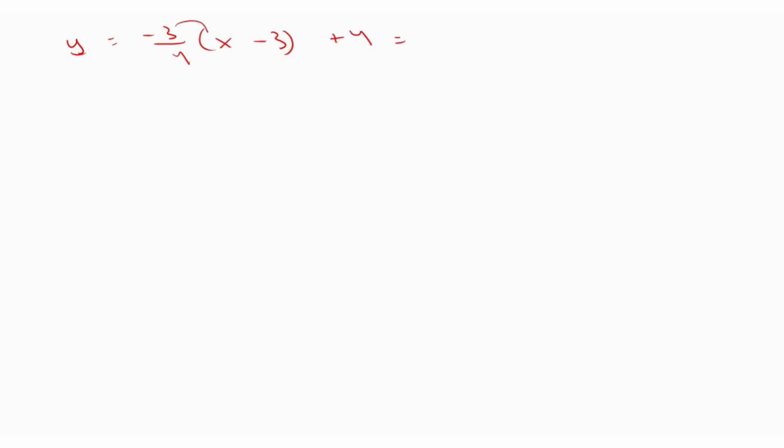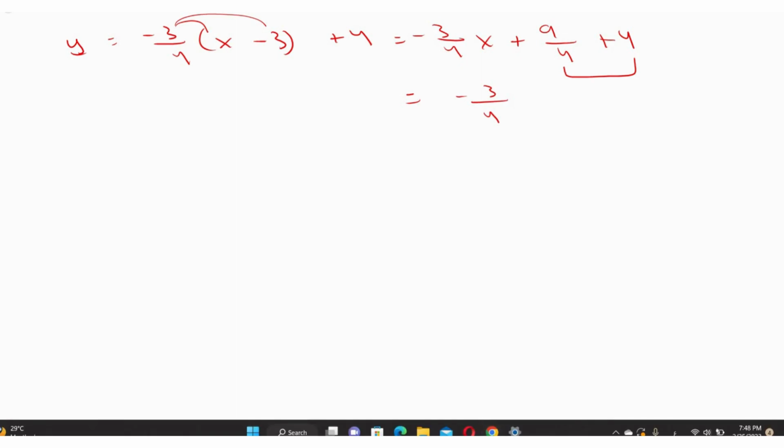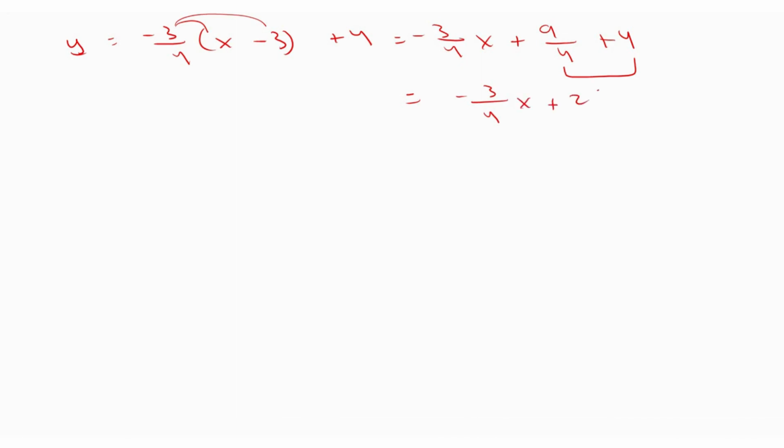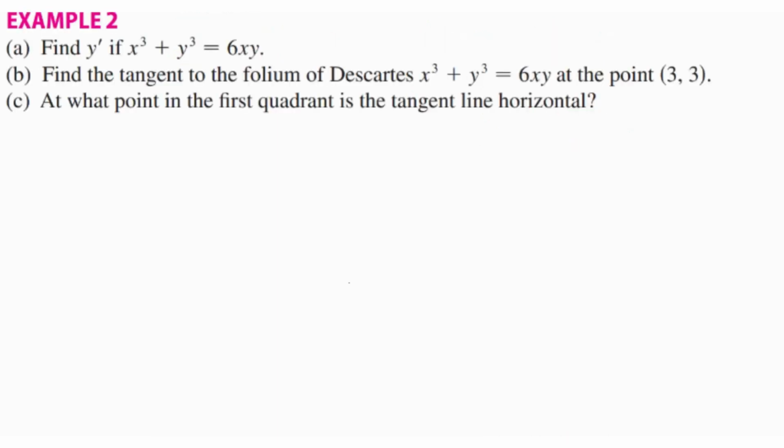If we want to distribute, this is what we will get: negative 3 over 4 x plus 9 over 4 plus 4, and adding these will give us 25 over 4. So this will become negative 3 over 4 x plus 25 over 4. And this is the equation of our tangent line. Let's have a look at another example.